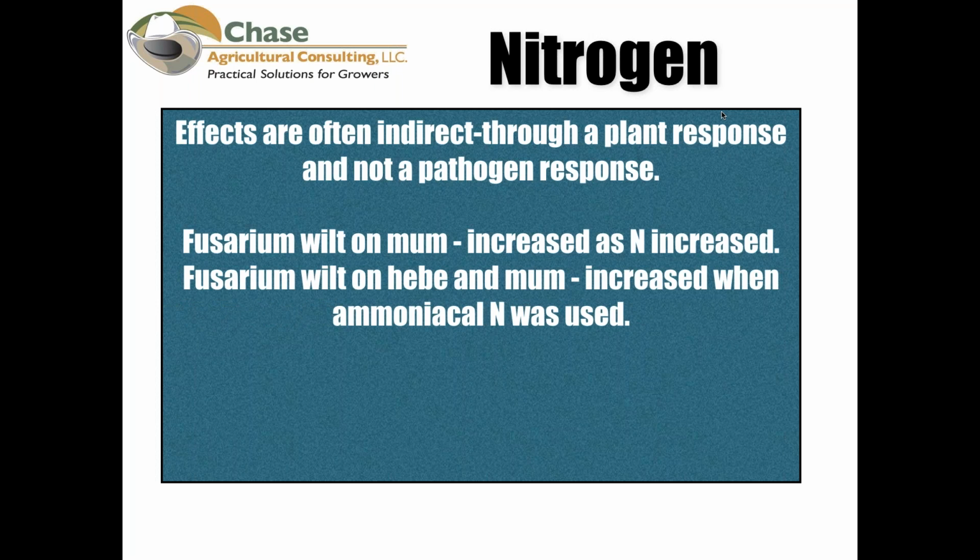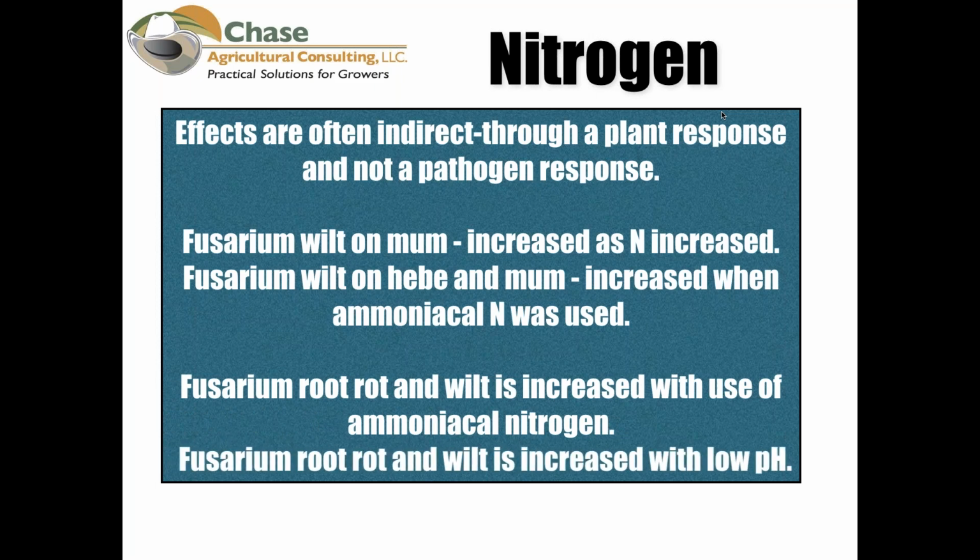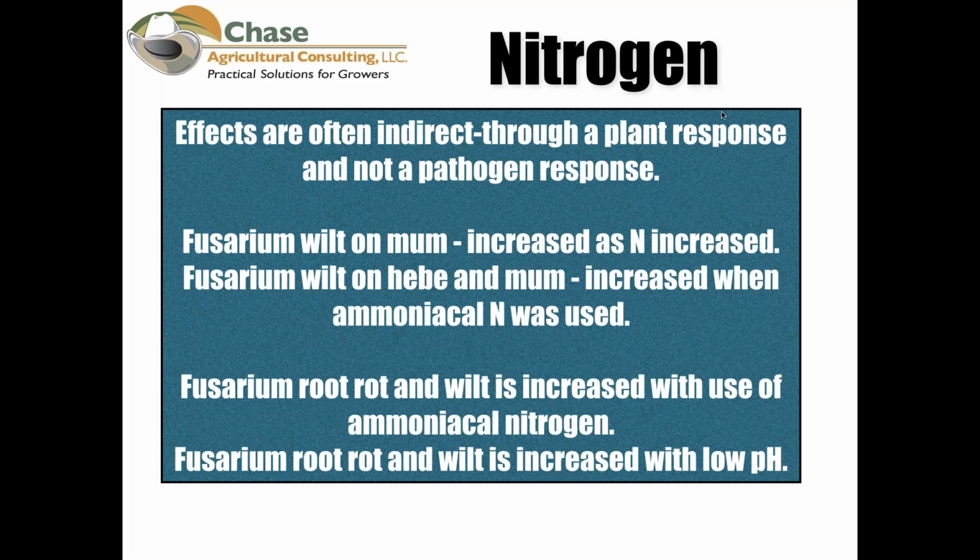Fusarium wilt on hebe and mum increased when ammoniacal was used. So not just the rate, but the kind of nitrogen. And Fusarium root rot and wilt is increased, definitely, if you use ammoniacal versus nitrate. It is definitely known to increase if you have lower pH. And part of what you get with ammoniacal nitrogen is a decrease in the pH. So they're all tied very closely together here.